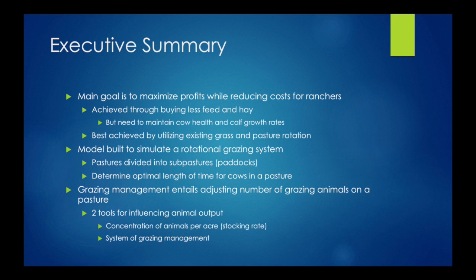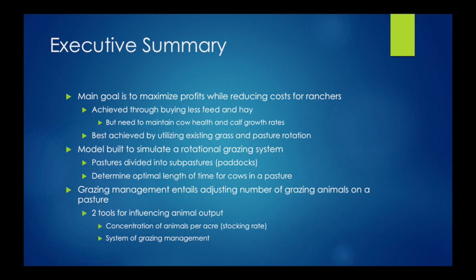So we built a model to simulate this rotational grazing system. We have pastures that are divided into subpastures, which we decided to call paddocks. And we're trying to figure out the optimal length of time for cows to remain in a pasture. So A, they can still get fed and get their energy needs, and B, the grass doesn't die off to where the rancher needs to replant more and loses a pasture for feeding purposes.